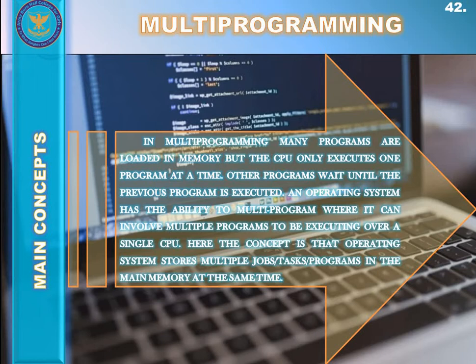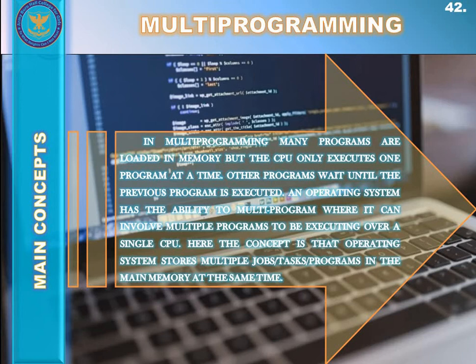In multi-programming, multiple programs are loaded in the RAM at the same time, but the CPU is only executing one program at a time. If two programs are loaded into the RAM, one program is MS Excel and another program is MS Word, the CPU would properly and completely execute one program, and after completely executing it, it would move towards the other program. So other programs wait until the previous program is executed.